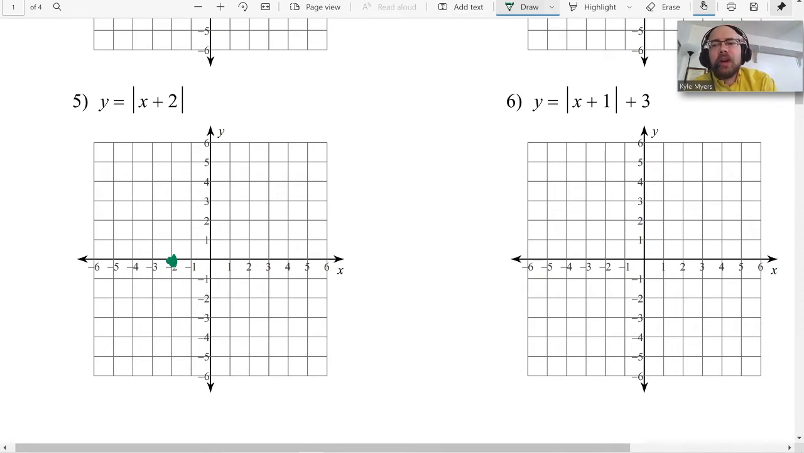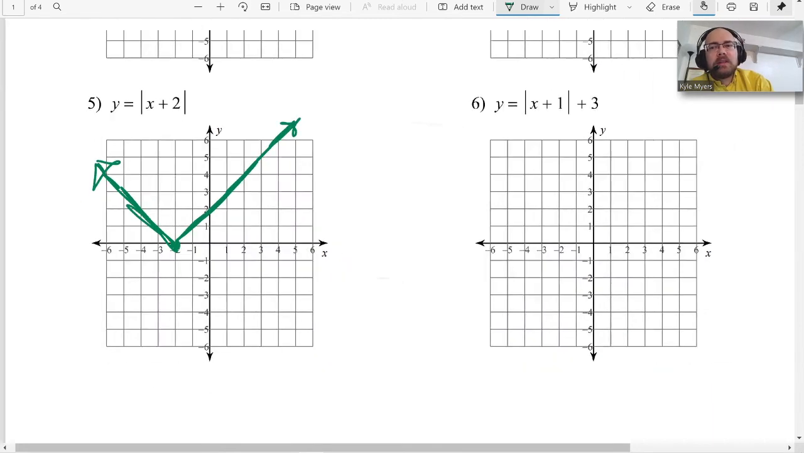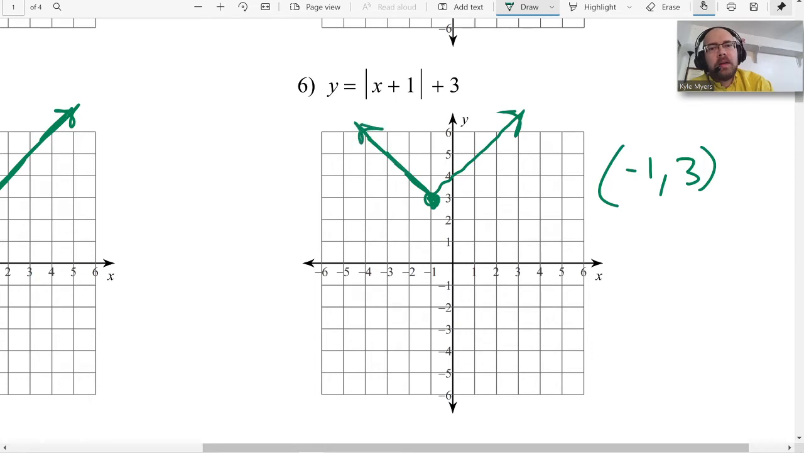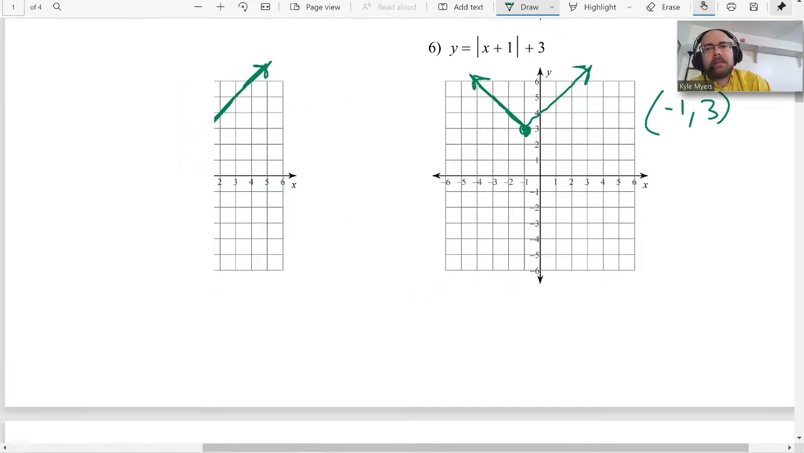All right, number 5. So negative 2 comma 0 is the vertex here. Slope is 1. So I go like that, and then like that. All right. So far the slope has only ever been 1. I'm assuming it will be something other than 1 eventually, but let's see. So the opposite of 1 is negative 1, comma 3. So there's my vertex. Negative 1, comma 3. So that's right there. Slope is 1 again. So I just go like that. And like that. And that's it.